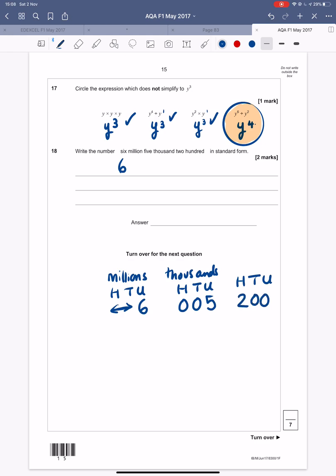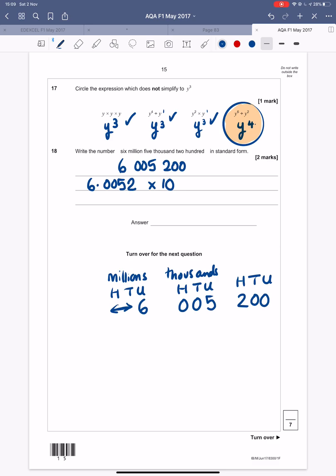200 in there. So it's 6 million, 5 in the thousands, which is the next block of 3. 200 is the last block of 3. So standard form, you have a number between 1 and 10, but not 10. And then you start off with a number between 1 and 10, and you multiply by a power of 10.